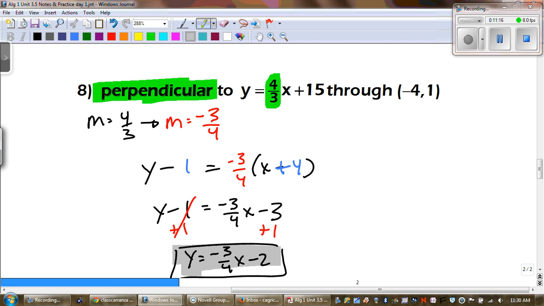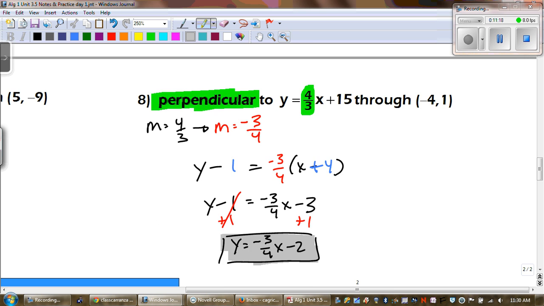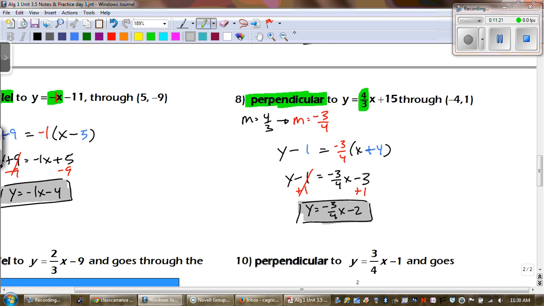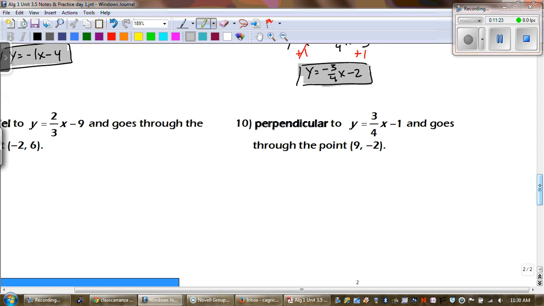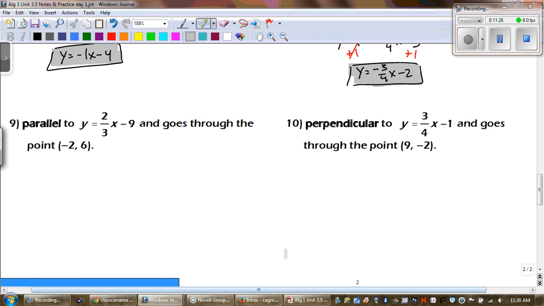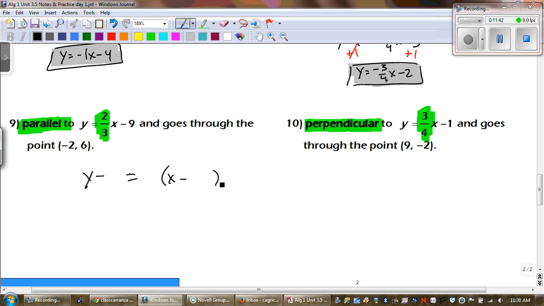Okay. Now, what I want you guys to do is try number 9 and 10 on your own, okay? You need to pay attention to what it's asking for, if it's parallel or if it's perpendicular, okay? You need to know that you need to plug it right away into point slope for both of those. And then your final answer will be in y equals mx plus b slope intercept. Okay? Go ahead and pause the video and good luck.